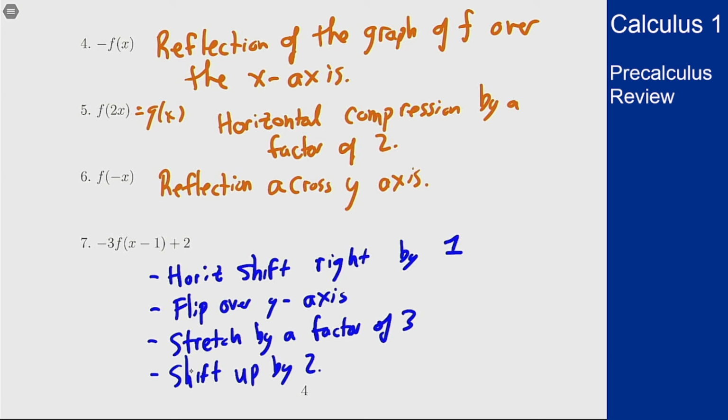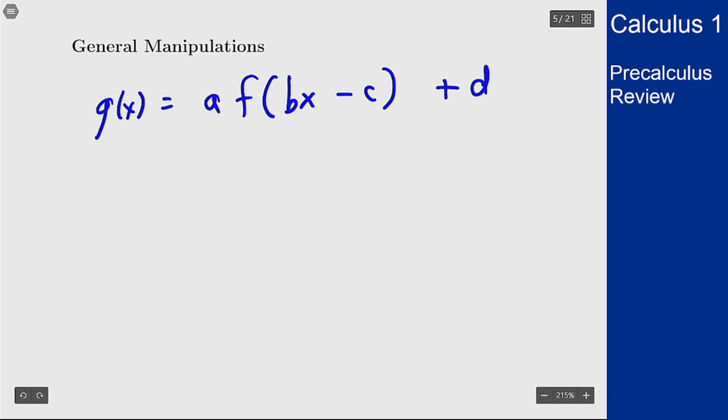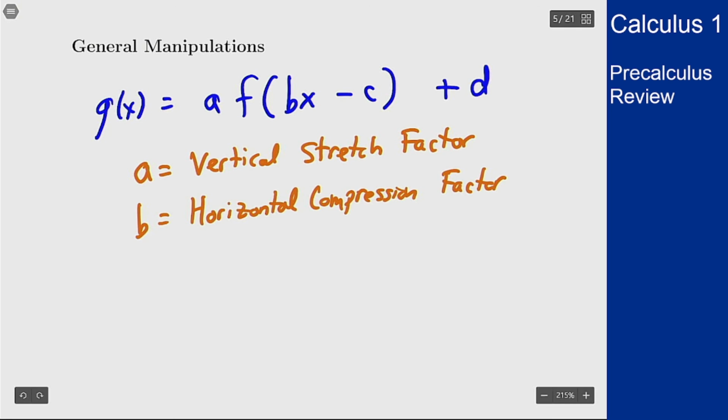So you have these simple examples of what each individual operation does, and you can combine them into something more complicated. In general, the most complicated thing you could see with this is something like the function g of x being a f of bx minus c plus d, where each letter here is a constant, a number that has a certain effect on this graph. So a here is the vertical stretch factor, like we saw previously. b is the horizontal compression factor. c is the horizontal shift. And then d is the vertical shift.